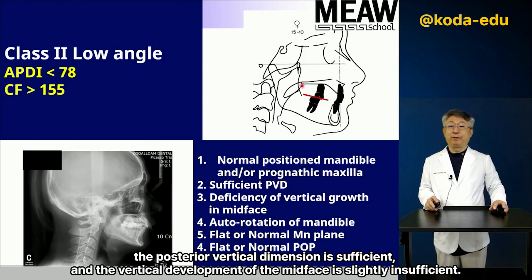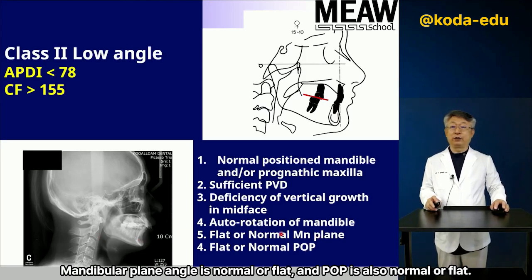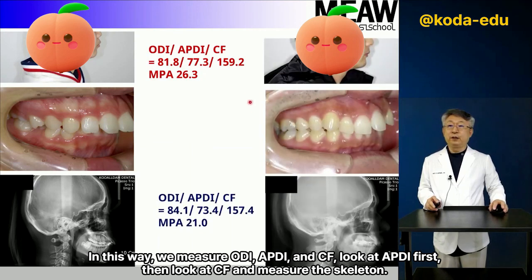The posterior vertical dimension is sufficient, and the vertical development of the midface is slightly insufficient. However, the mandible is protruding forward more than the class 2 high angle. Mandibular plane angle is normal or flat, and POP is also normal or flat. These patients are skeletally class 2 low angle patients. In this way, we measure ODI, APDI, and CF. Look at APDI first, then look at CF, and measure the skeleton.